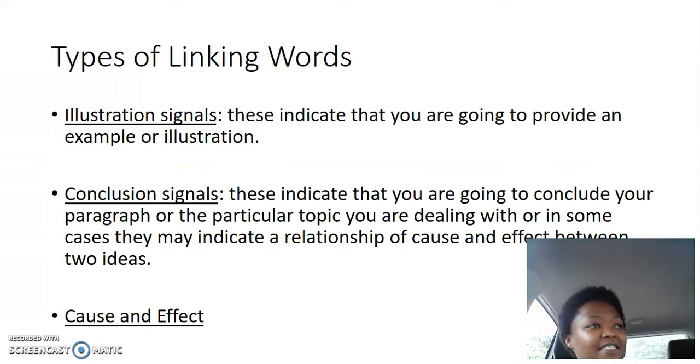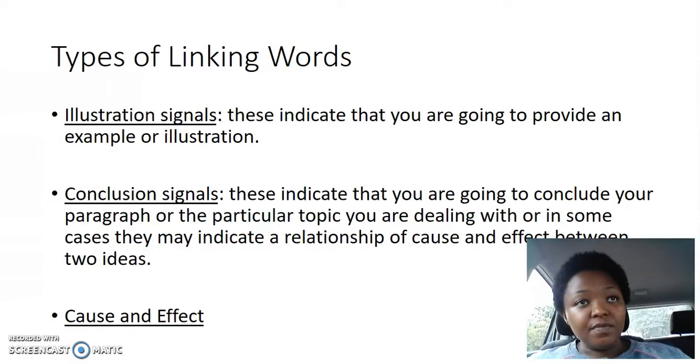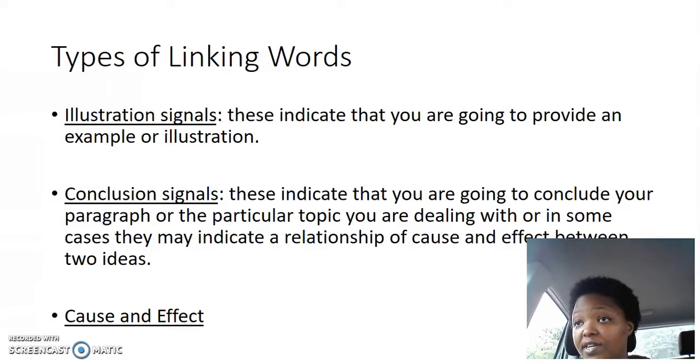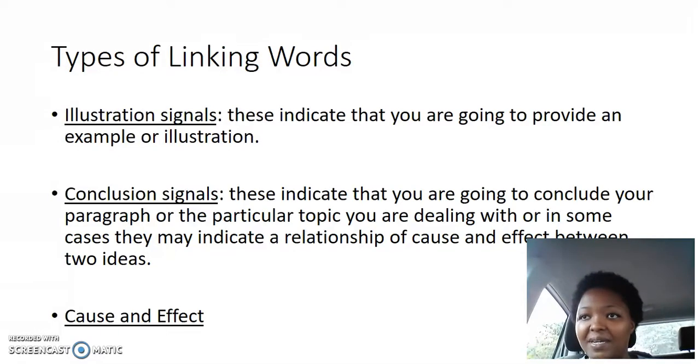Then illustration signals. An illustration is when you paint a picture. So these signals indicate that you're going to provide an example or an illustration. So for example, this, and that, that word will then be your illustration signal. So that now you are about to illustrate, to paint a picture for the reader to create a better understanding in the form of a picture. And then conclusion signals are also self-explanatory.